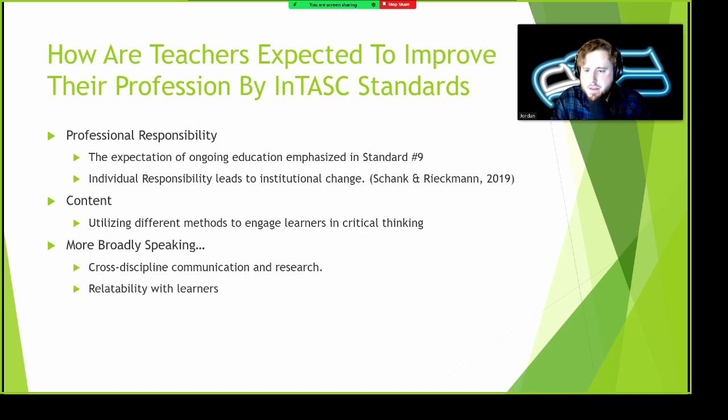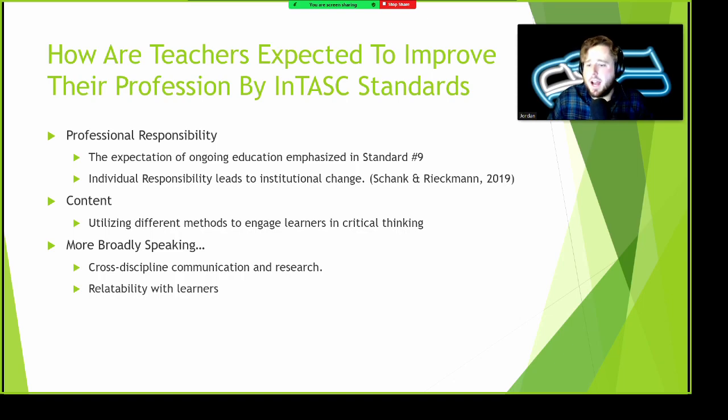Content, utilizing different methods to engage learners in critical thinking. That is very important too. We need to keep up to date with the most recent things, most recent concepts and breakthroughs in pedagogy, because if we're not, we could end up falling down this redundant path of pushing outdated practices that don't promote critical thinking, even though we might think they do. So we need to keep up to date with ourselves.